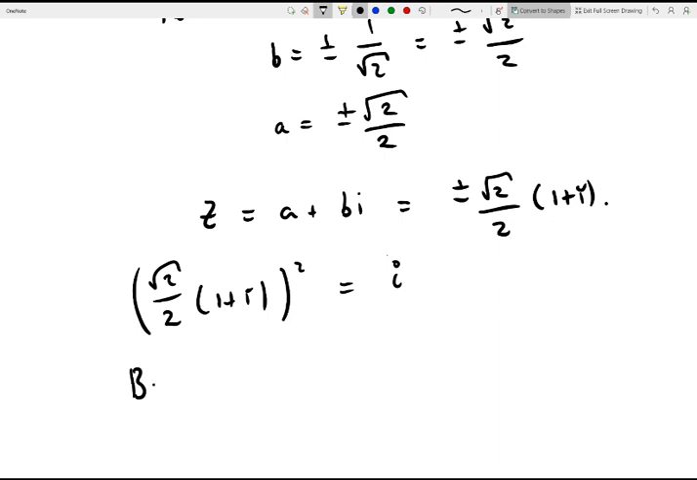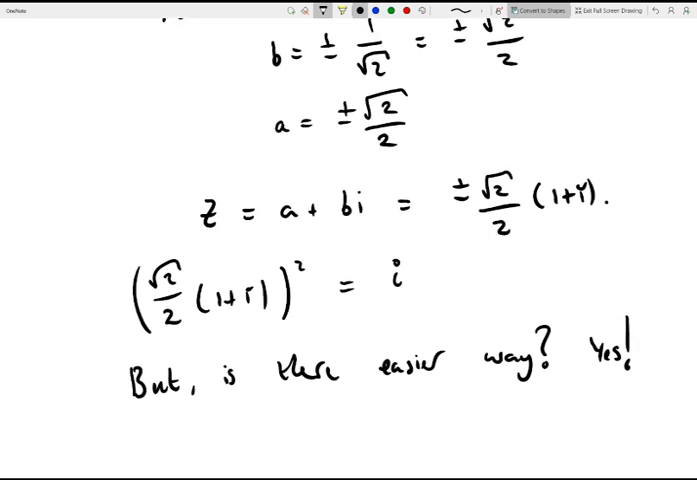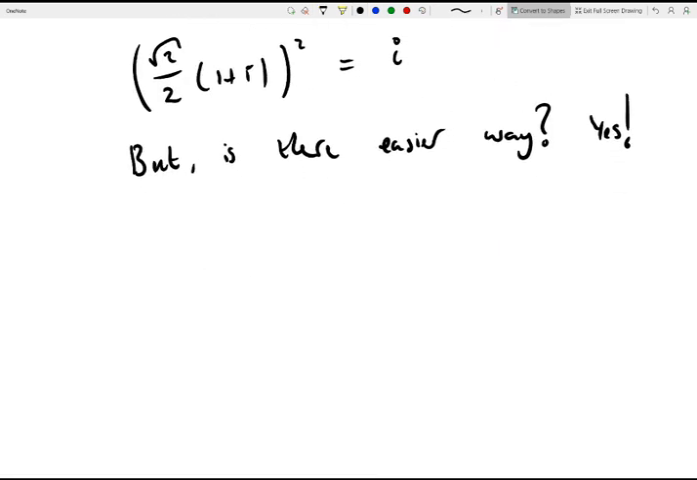But the question is, is there an easier way? And the answer is, of course, yes, there is. So now we're going to derive a quick formula for the nth root of a complex number. So if we take our complex number z, and we write this now in its polar form, so we've got r times cos of phi plus i sine of phi.